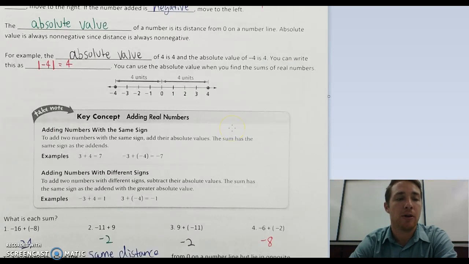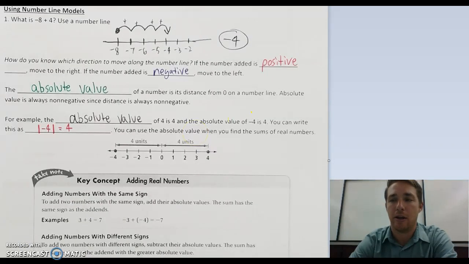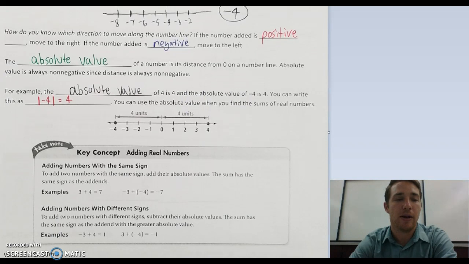To add our real numbers with the same sign, I can just add their absolute values. The sum has to have the same sign as the addends, the two things that you're adding. So a positive plus a positive, I add 3 and 4, I get 7. Also a negative plus a negative, so -3 plus -4, I still add the absolute values, so I'm still adding 3 and 4 to get 7. This time it's going to be negative though, because both of those signs are negative.